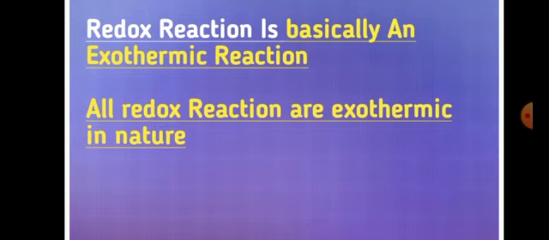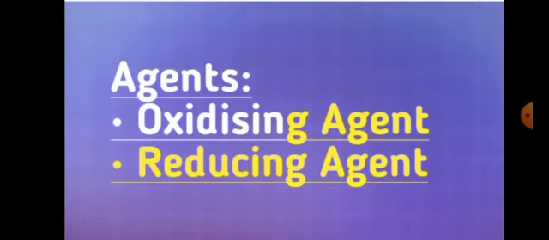So basically all redox reactions are exothermic reactions. All redox reactions are exothermic in nature. So this is what is given here. So you have two agents in this redox reaction, that is, one is your oxidizing agent and the other one is your reducing agent. So let us see what is the definition for oxidizing and reducing agent.